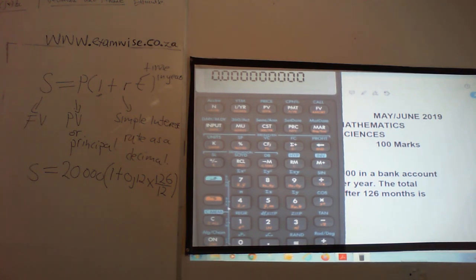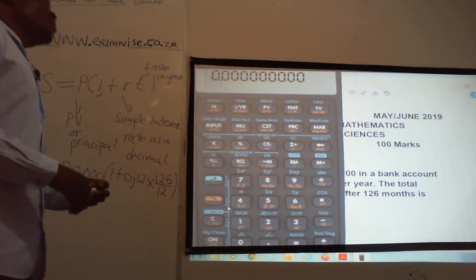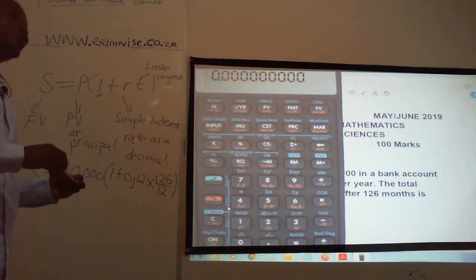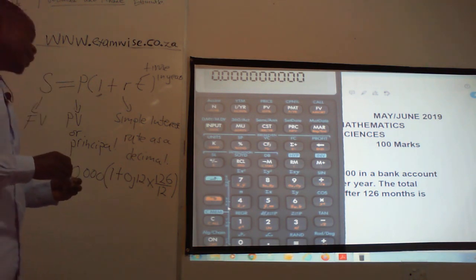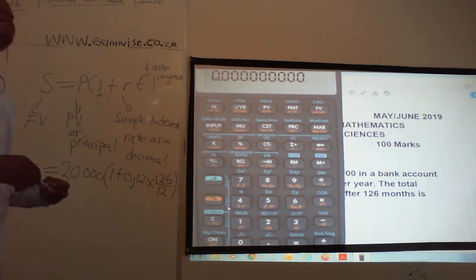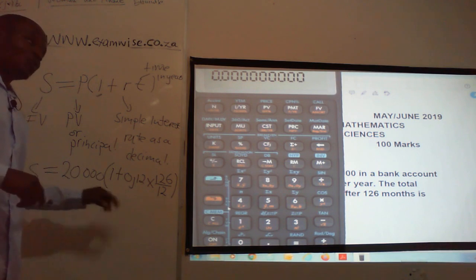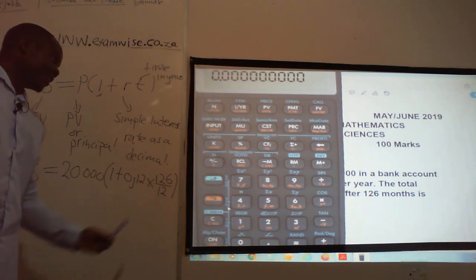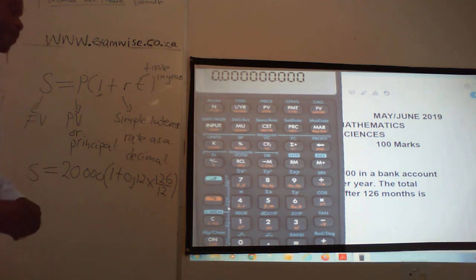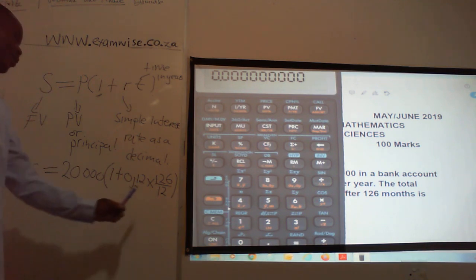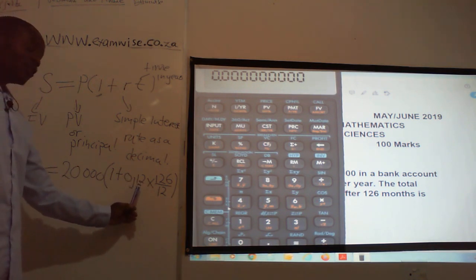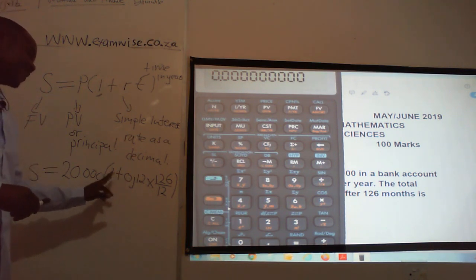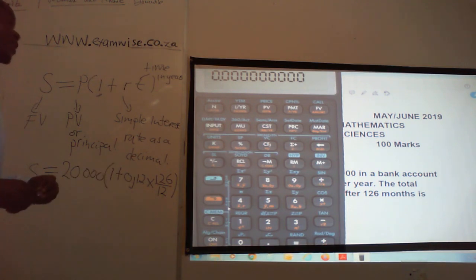Then we can now go to punch in our variables. So with the HP financial calculator, our brackets are difficult to use. So the easiest way which we can do is to start inside the brackets. So inside our brackets as well, we must start by the fraction. So we have to say 126 divided by 12. Then we press equal sign. Then we have to multiply by 0.12, and then we also press our equal sign. Then after that we say plus 1. Then we also press our equal sign.